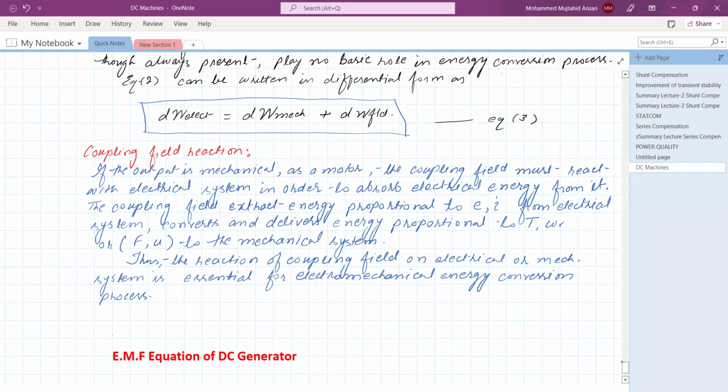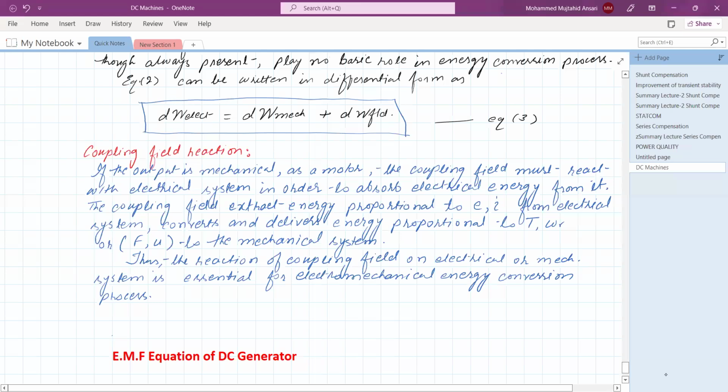Thus, the reaction of the coupling field on the electrical and mechanical system is essential for the electromechanical energy conversion process. Therefore, the coupling field must be there, and that coupling field is nothing but the electromagnets we are using for conversion either from electrical to mechanical or mechanical to electrical. So this is something that must be discussed before going into the DC generator again.